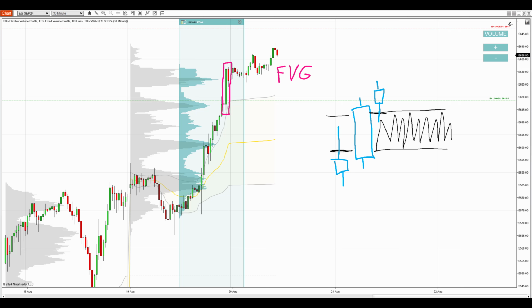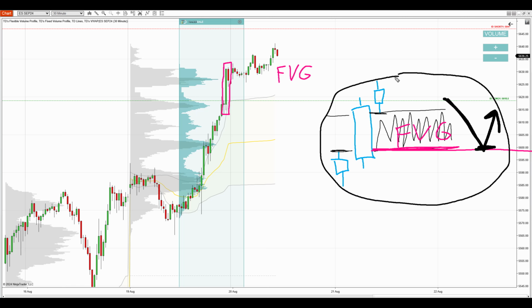But let me go back. If they don't overlap, then this is the fair value gap. And I like to trade from the bottom of the fair value gap, like this, long from here. So this is the fair value gap long trade scenario. As you can see, this is it, right? This is the fair value gap, this place, and this is the bottom of it, and that's our level.